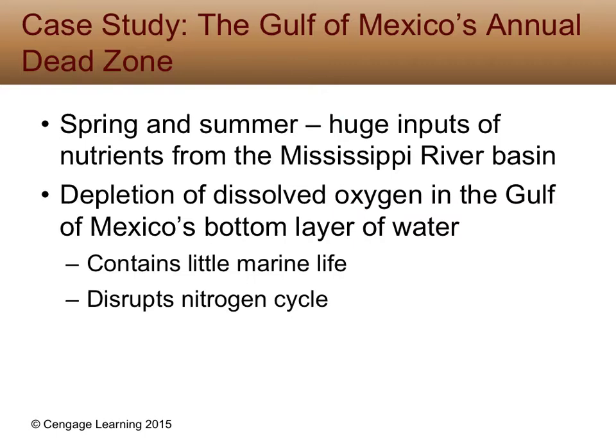And what happens is we get huge inputs of nutrients like phosphates and nitrates that rush all the way down into the Gulf. As a result, it goes through eutrophication, and we get a depletion of dissolved oxygen in the Gulf of Mexico's bottom layer of water. So anything that naturally would live on that bottom layer would not be able to survive. So fishing, particularly for things like oysters, is terrible.